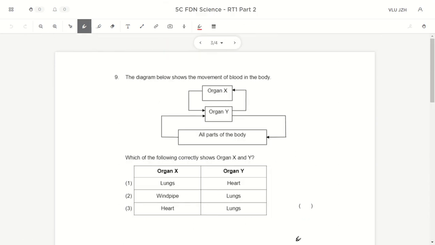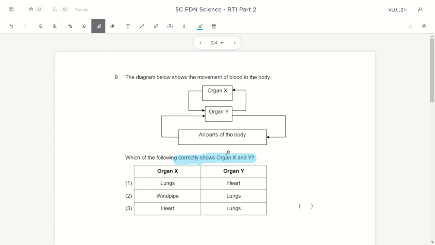So question 9, the diagram shows the movement of blood. So all these arrows are the movement of blood. From organ X it goes to organ Y, goes to the rest of the body, and the rest of the body goes back to Y, goes back to X again, and the whole cycle repeats again. Which one correctly shows organ X and organ Y?